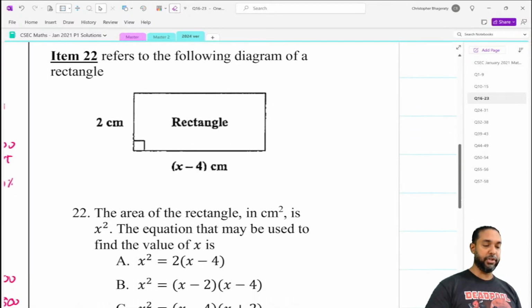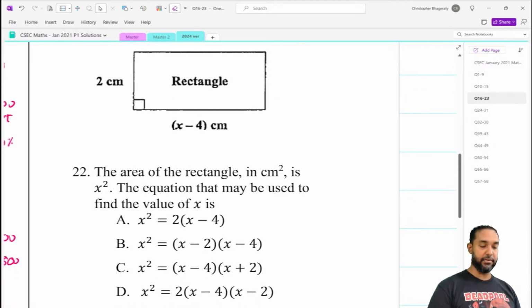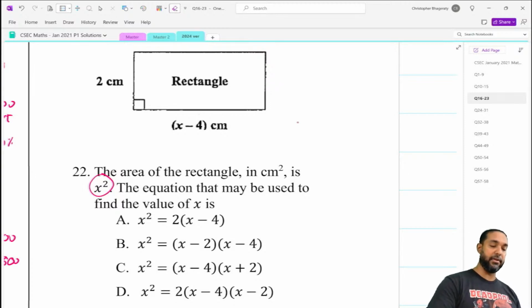Item 22 refers to the following diagram of a rectangle. The area of the rectangle is x squared. The equation that may be used to find the value of x is... Area of a rectangle is equal to what by what? Correct, length by breadth, which in this case is 2 multiplied by x minus 4. That's this item here, and that's equal to x squared, because the area is x squared. Cool.